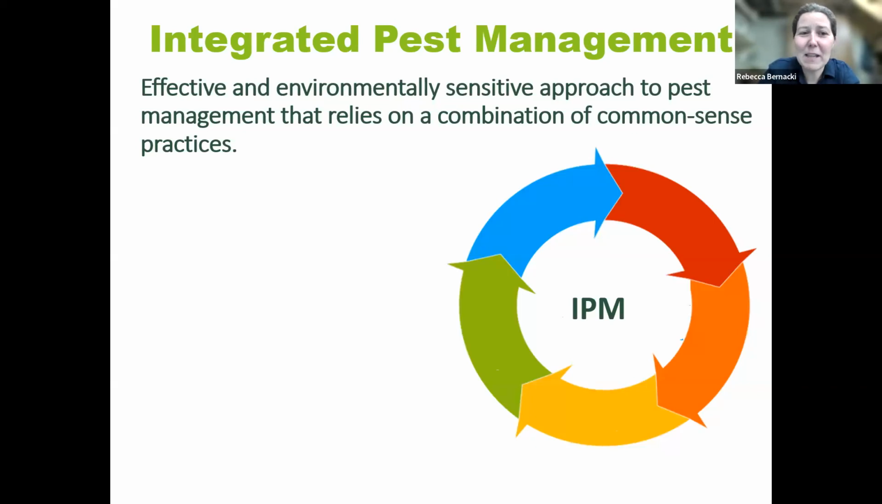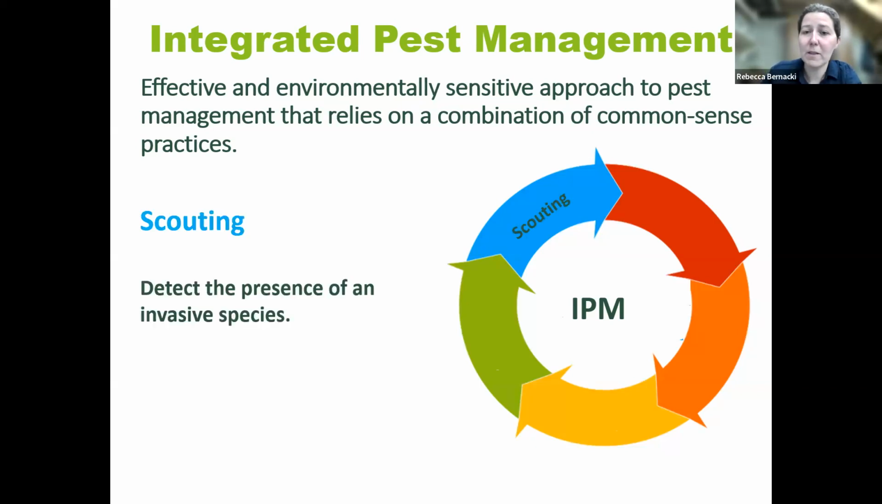It just means those last three words, common sense practices. We're going to do what makes sense. If what we're doing is not working, we're going to try something else. And this is a cycle. So the first step is going to be scouting. We're going to go out to our area where we're going to work and we're going to see if we see any invasive species.